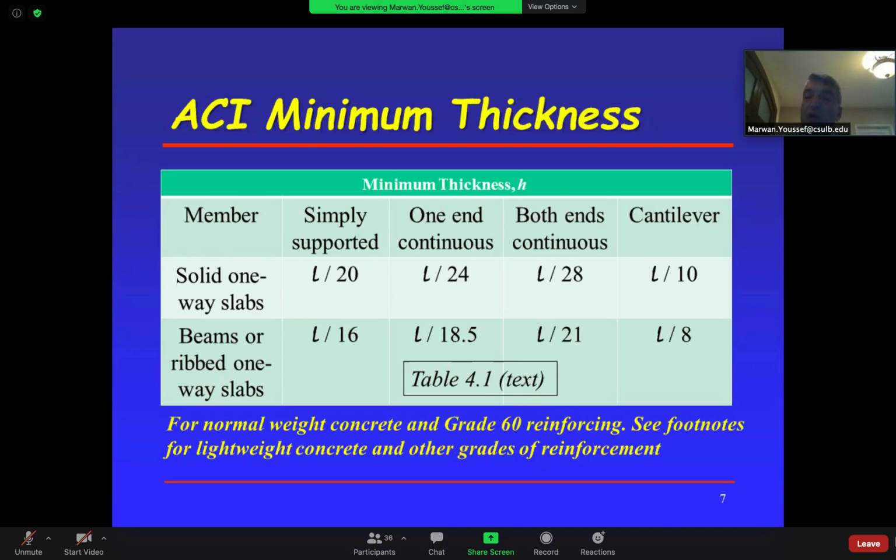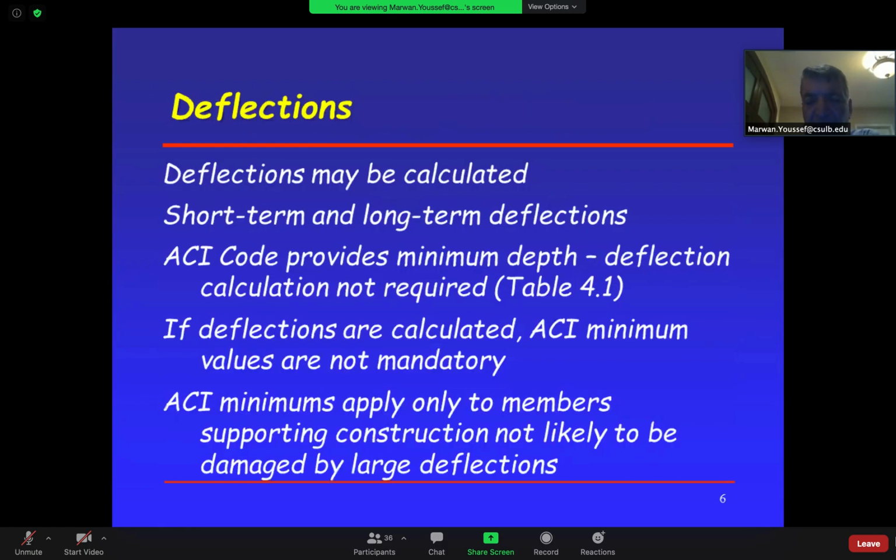You will only do that if you are analyzing an existing building. If you are designing a new building, you will definitely use this. That's why we give you the tool so you can have both. So here you go. If deflections are calculated, like I did, ACI minimum values are not mandatory. You can violate those. But if deflections are calculated, you have to compare them with the allowable. And the code gives you that. We will see that.